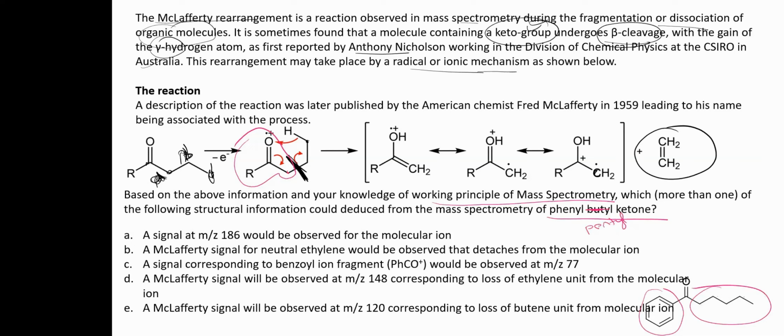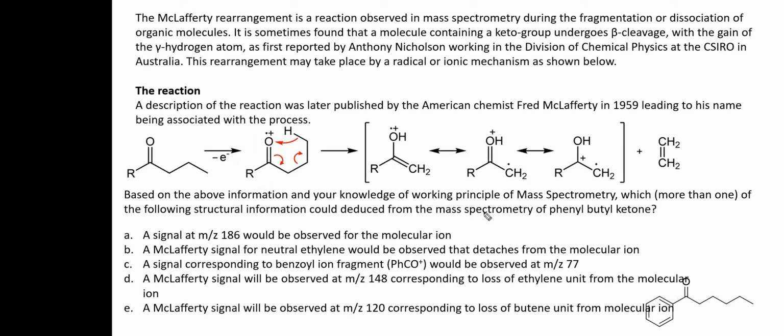Okay, so give me a second. All right. So let's see which of these options is correct. Okay, based on this information. This is not butyl, by the way. This is pentyl. Okay. So signal at M by Z 186 would be observed for the molecular ion. Okay, that's the first statement.